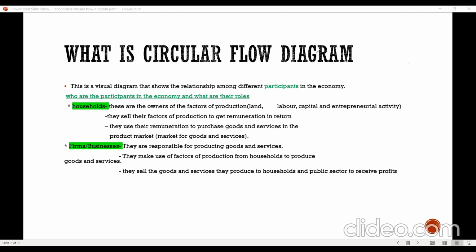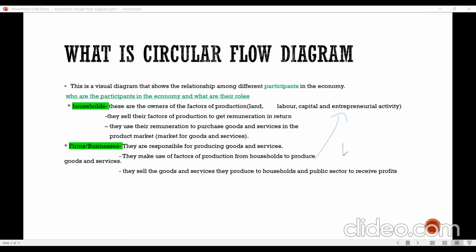Now, how do they produce goods and services? Do they just produce them out of thin air? No, they use the factors of production. From whom? From the factor market. Where did the factor market get those factors of production? They got them from the households. Now, firms make use of the factors of production from households, right?